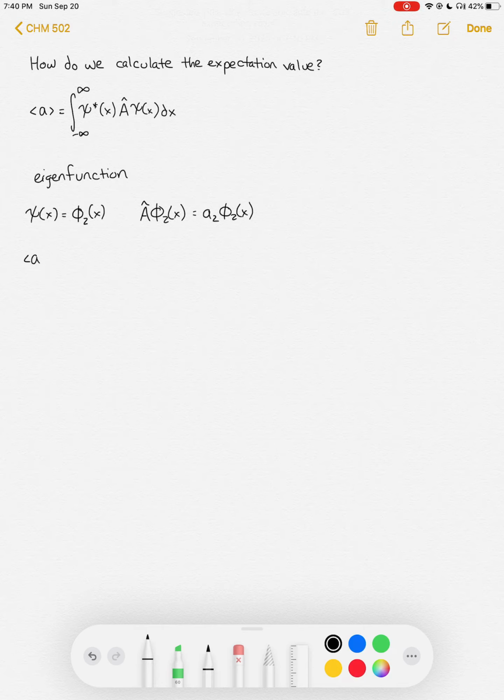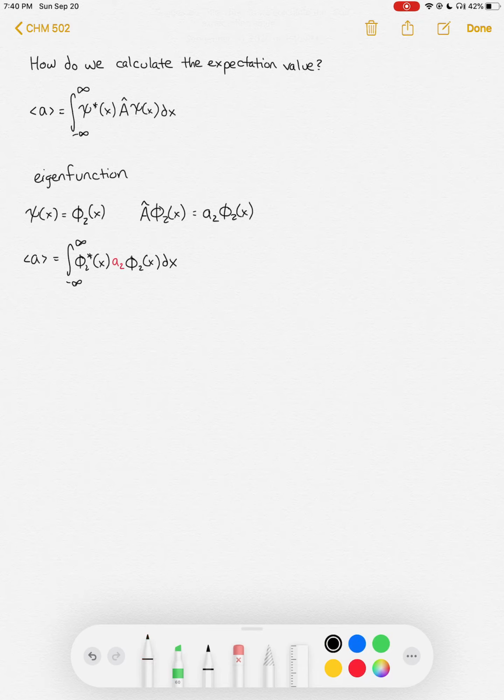Now if we come back in and we want to solve for the expectation value of A here, we're going to integrate over all space the complex conjugate of our wave function, and then multiply that by our wave function that's operated on by our operator A. Again, we're operating on an eigenfunction, so what do we get? Well, we get a constant a2, and we always get that.